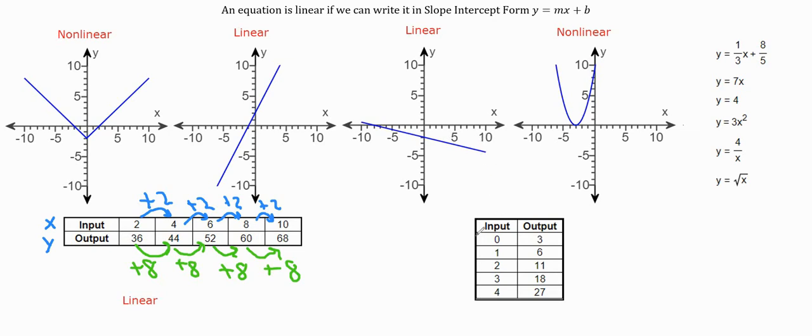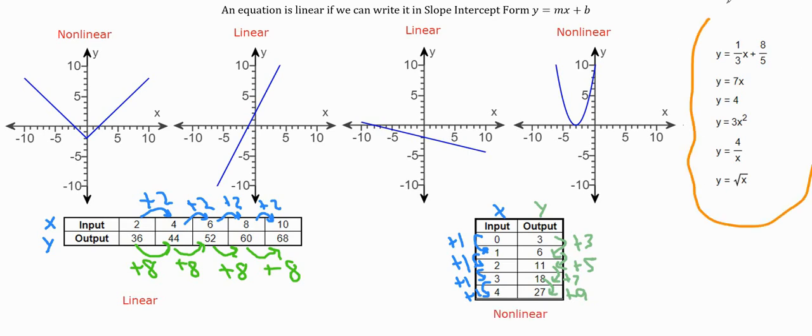For the other table, the input goes from 0 to 1. We're going to add 1. And to go from 1 to 2, we add 1. And this trend appears to be continuing as well. The output goes from 3 to 6, so we add 3. But to go from 6 to 11, we add 5. So already at that point right there, we can say this is nonlinear. In another class, you'll be able to figure out what the actual equation is for this, but it's not going to be a linear function.